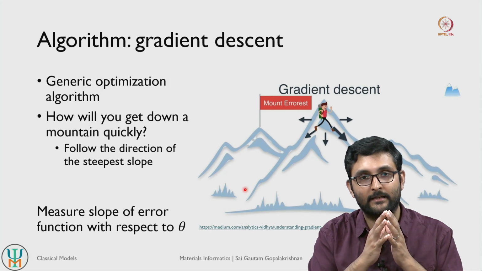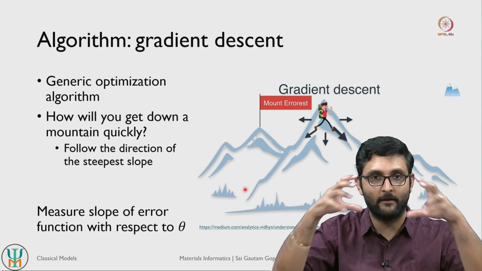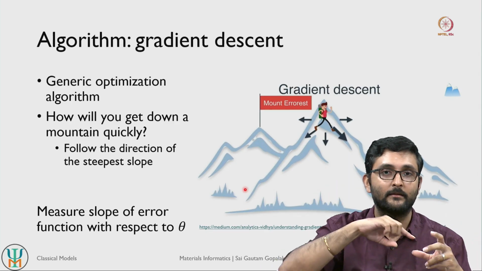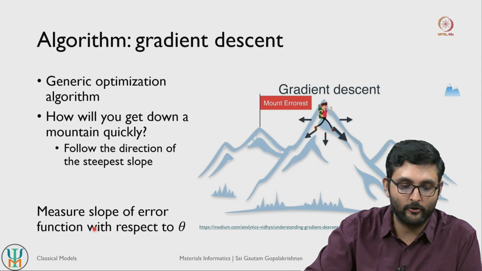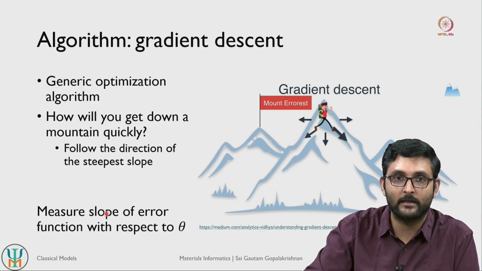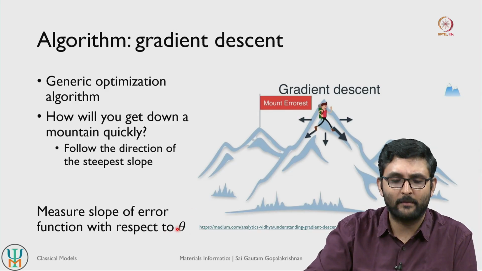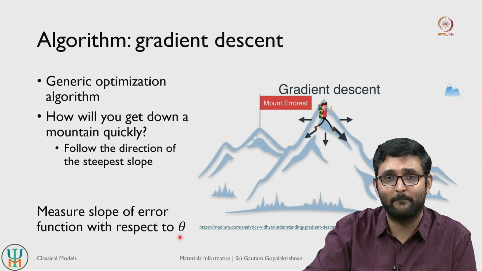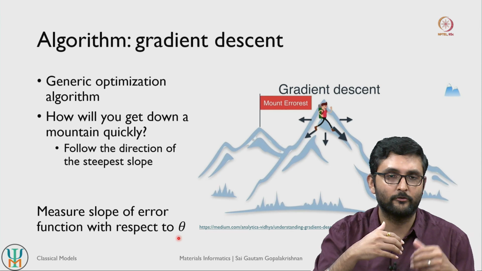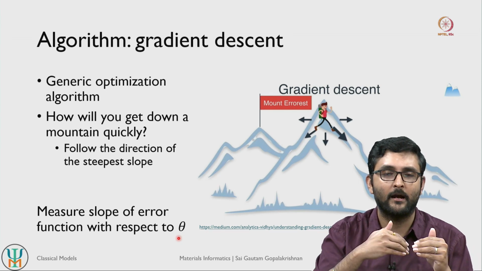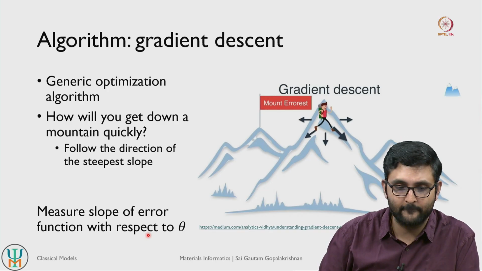So if you were doing this in person on a real mountain, you would do it as a function of directions. In a mountain of error, the directions are all dependent on the weights and biases that you have, so they can vary as a function of theta. So you measure the slope, or the gradient, of your error mountain with respect to your theta, that is, with respect to your weights and biases. You pick the direction of maximum decrease, or maximum slope, and then you update the values of theta along that direction of maximum error slope. So that is what happens in gradient descent.